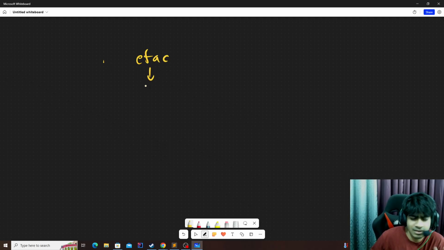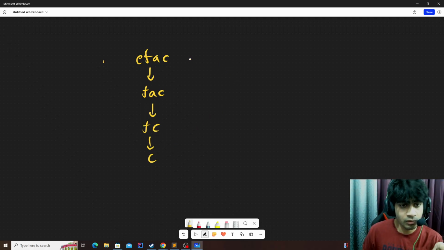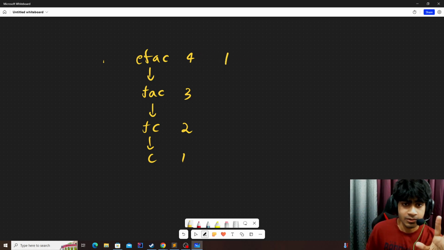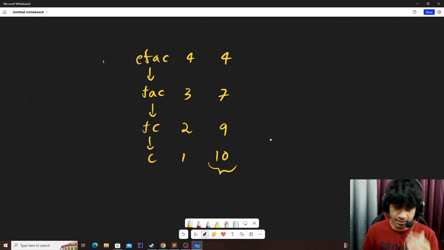Suppose my string is EFAC, and assume I'm not doing the lexicographic thing. Suppose I remove A, it becomes EFC, then it becomes FC, then it becomes C. There were a total of 4 characters here, 3 here, 2 here, 1 here. Assume concatenation is happening: the concatenated length here is 4, here it would be 7, here 9, here 10. And they've also given in the constraints that the position will be at most 10.